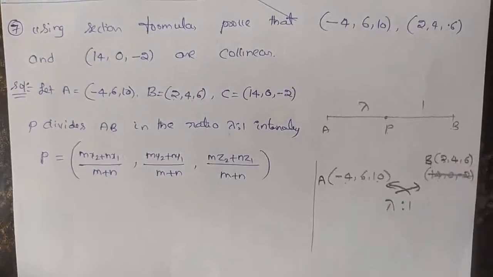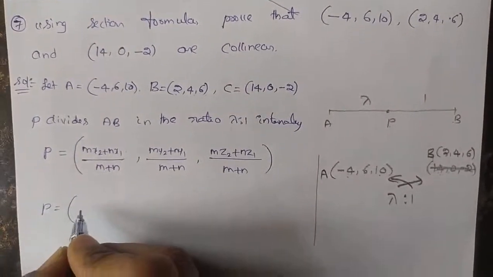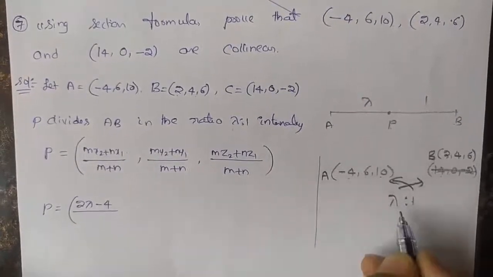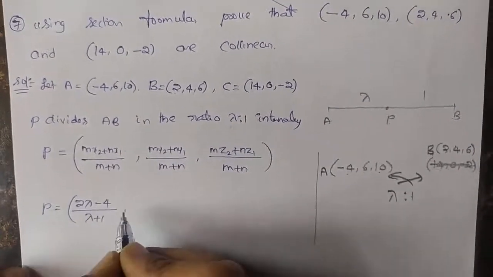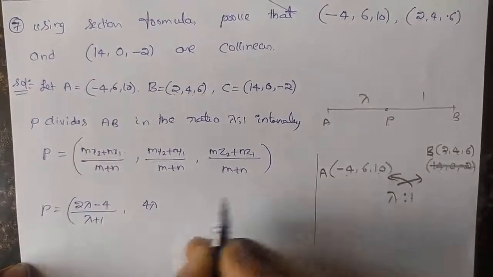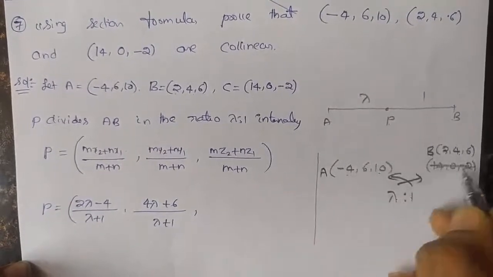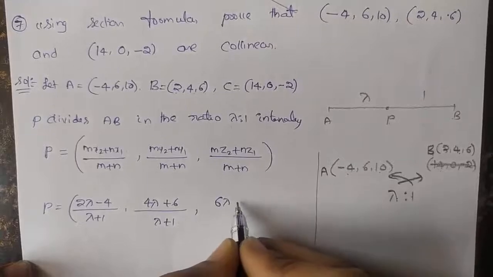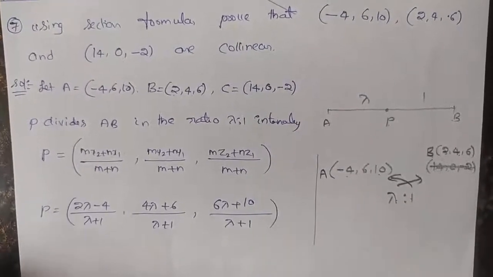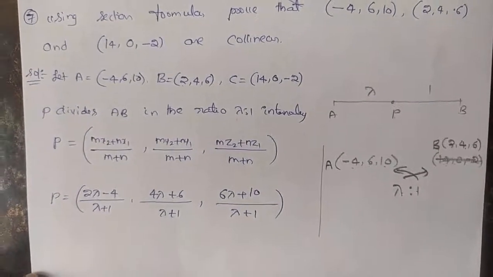Lambda into 2 is 2 lambda. P equals 2 lambda, 1 into -4 is -4, divided by lambda plus 1. Next, my2: lambda into 4 is 4 lambda, 1 into 6 is plus 6, divided by lambda plus 1. Lambda into 6 is 6 lambda plus 1 into 10 is 10, divided by lambda plus 1. Hence we found the coordinates of the point P.